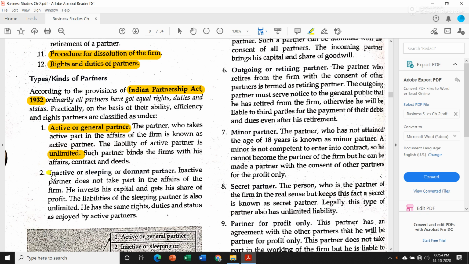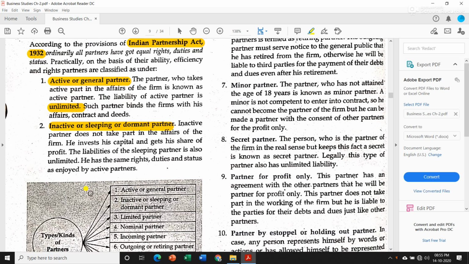Then the opposite of active partner is inactive or sleeping or dormant partner. He invests his capital, gets his profit, his liability is also unlimited, but he doesn't take part in the affairs of the firm. He has the same rights, duties and status as enjoyed by active partners. Everything is the same except for the fact that he doesn't take active participation in business matters.